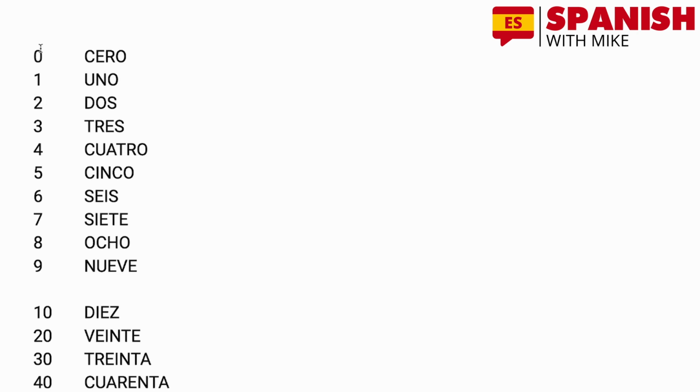In the meantime, for 0, we have cero. Remember that mine is Latin American Spanish. I'm from Colombia, so I do not sound this like cero, like in Spain. But for us, it's cero. 0 would be cero. In English, I can say 0 or O. In Spanish, we only have cero. We don't have O for this number. For 1, we have uno.